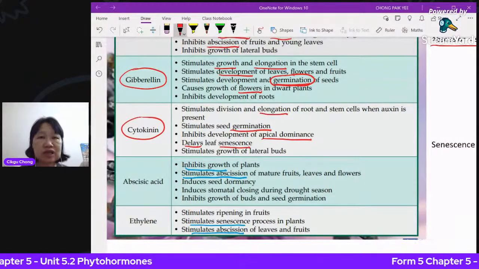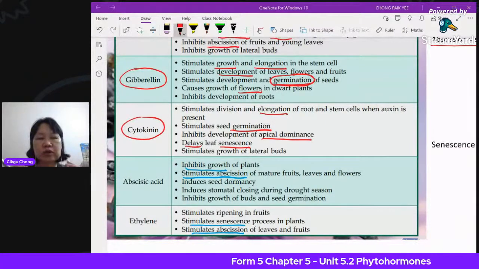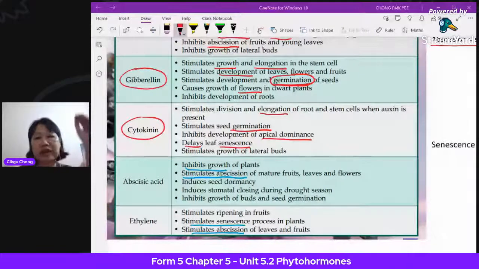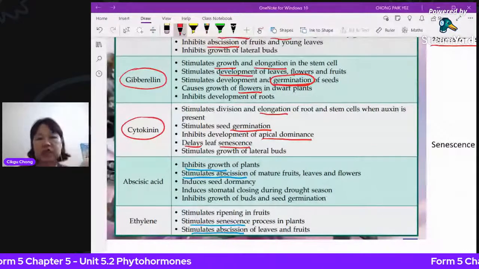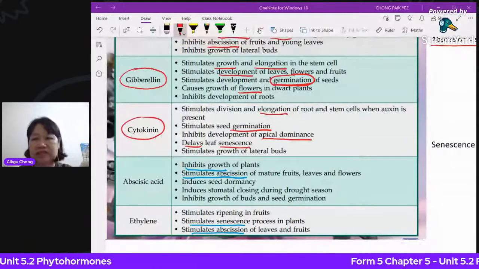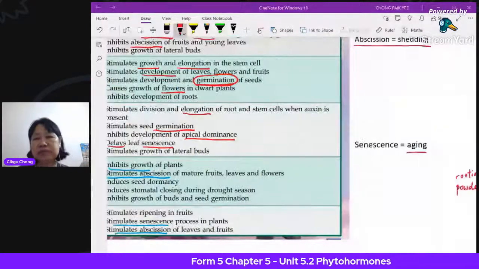Lateral buds. This one will allow the buds to grow. If auxin is there, it will stop. When the auxin is removed, then the lateral buds will start to grow. Okay, so senescence is aging, growing older, growing old.